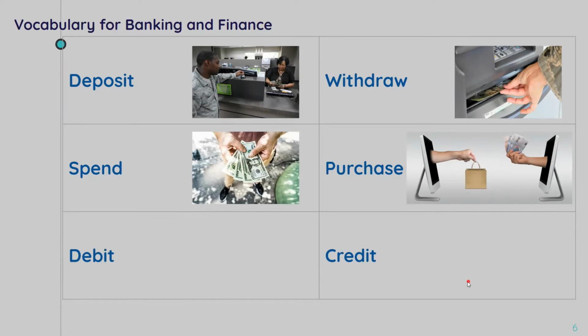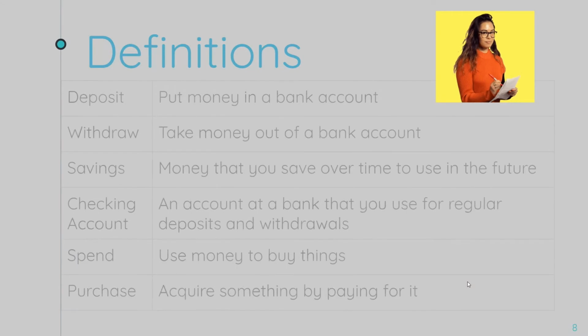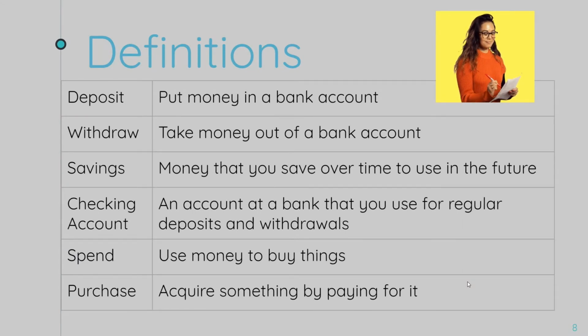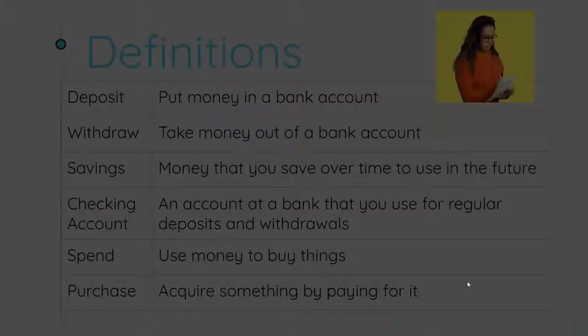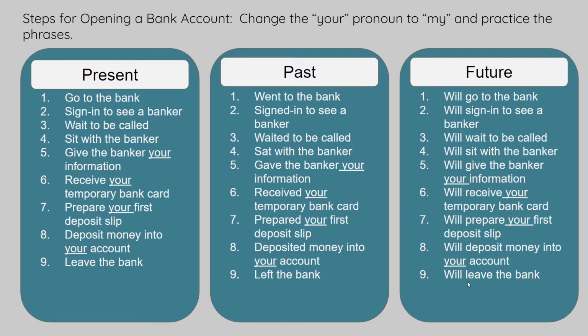So let's start with the vocabulary. We have deposit, withdraw, spend, purchase, debit and credit, savings, checking account, worth, invest, budget, and debt. Some of these are hard to find images for, so let's look at the definitions. You should read these to yourself, write them down, practice using them in some sentences. But we're going to use them in some scenarios here.